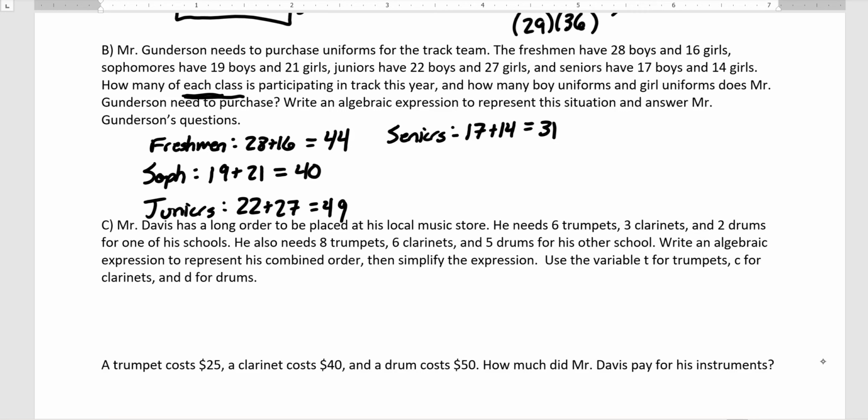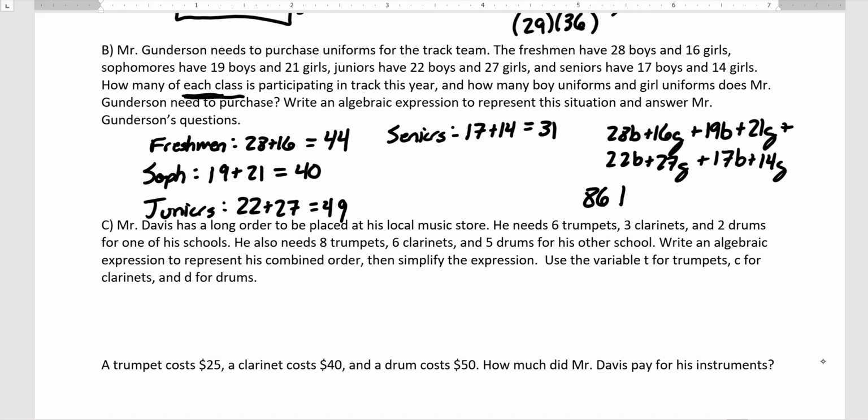Okay, so let's see. We have 28 boys plus 16 girls, and I'm using the variables B and G for boys and girls. Then plus 19 boys plus 21 girls, plus 22 boys plus 27 girls, plus 17 boys plus 14 girls. By combining my like terms, I'll be able to determine all of this. So 28 boys plus 22 boys is 50. 50 plus 19 is 69. 69 plus 17 would be what? Goodness, 69 plus 20 is 89, but I need 3 less than that, so 86.